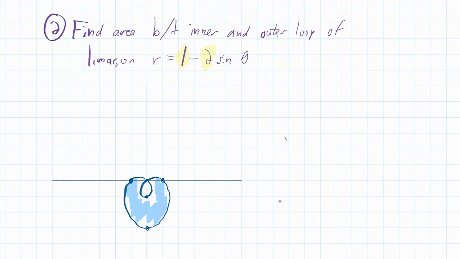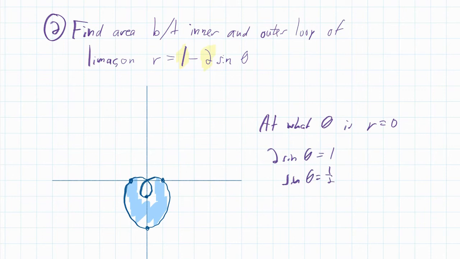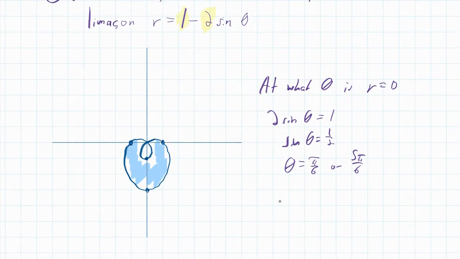Well, we need to figure out at what theta is r equal to 0? Well, that's basically asking when is 2 sine of theta equal to 1, or when is sine of theta equal to 1/2. And that's going to happen when theta is equal to pi over 6 or theta is equal to 5 pi over 6.